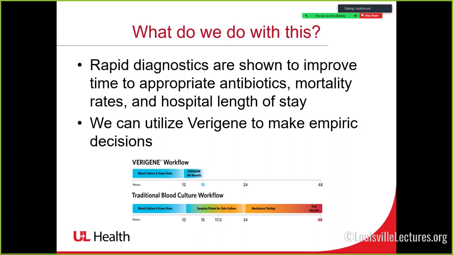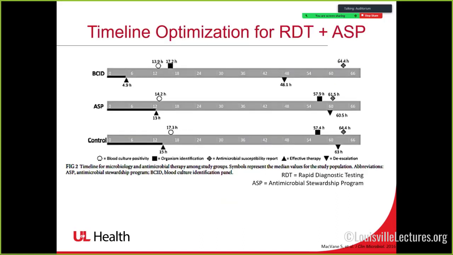So as you can see, as you would expect, Verene has a much quicker time to results and identification of your organism compared to your traditional blood culture workflow. So you're looking at like 15 hours here versus 48 hours here for your results of what your patient even has. They have also looked at it with stewardship interventions, antimicrobial stewardship interventions. So this was a study in 2016, and what they looked at was their control, so their traditional microbiology techniques.